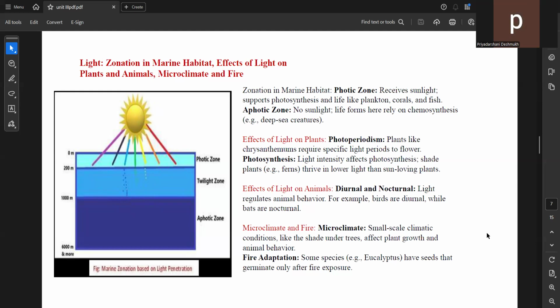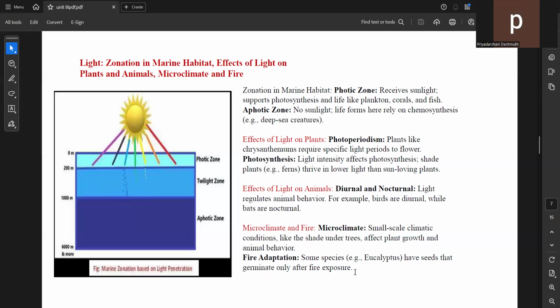Now, this is the diagram showing the layers, that is the photic or euphotic zone, twilight zone, and the aphotic zone. These are the main zones where light penetrates through the water. The photic zone receives sunlight and supports photosynthesis, and life like plankton, corals and fishes are mainly observed in this photic zone.